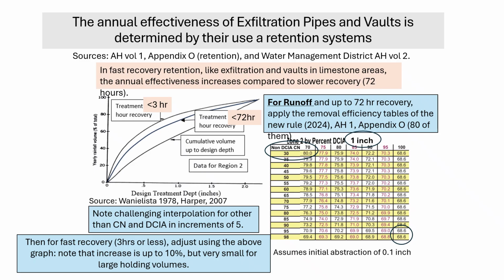Now, for systems that recover much faster, specifically in 3 hours or less, such as exfiltration trenches in limestone areas or systems using select permeable media, an upward adjustment in effectiveness is appropriate. The graph shown here allows you to make that correction. The top curve represents a 3-hour recovery time, which also corresponds to the minimum interval used in Florida to define independent storm events. At that recovery rate, the full design volume is available before the next runoff event arrives.